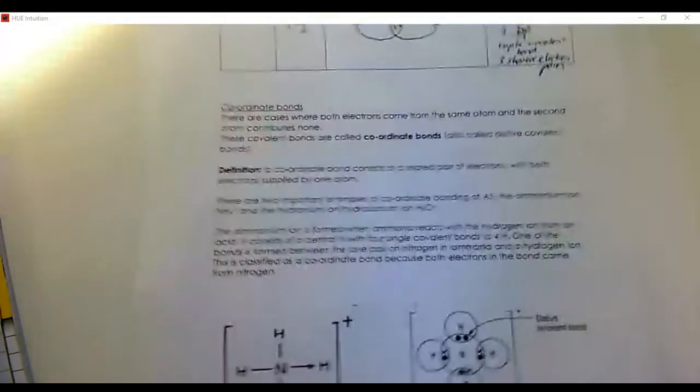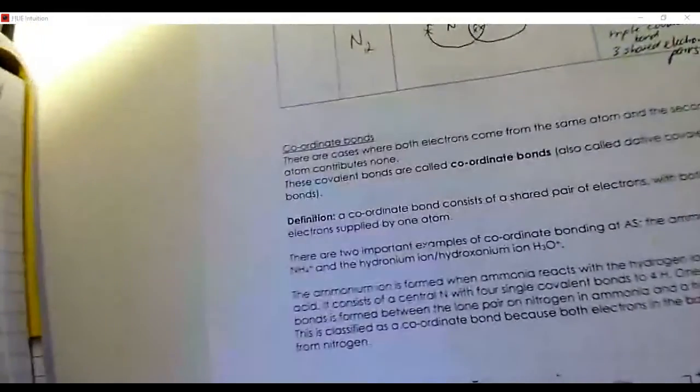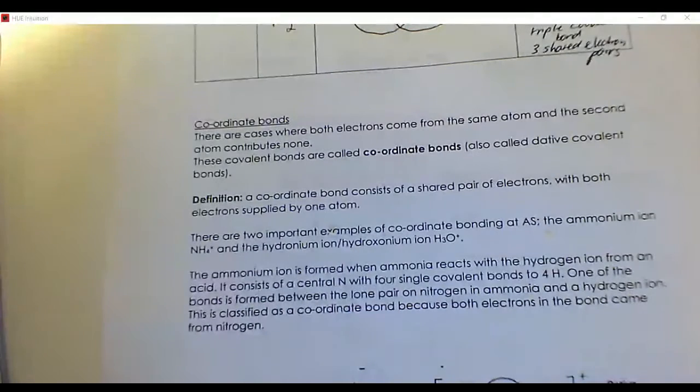Right, so we're going to move on to coordinate bonds today. Now, this is a new type of bond, right? Newish. It's just a bit of a variation on a theme. If you read here, there are cases where both electrons come from the same atom and the second atom contributes none. In order for a bond to happen, there just has to be a shared pair of electrons, and that can happen.